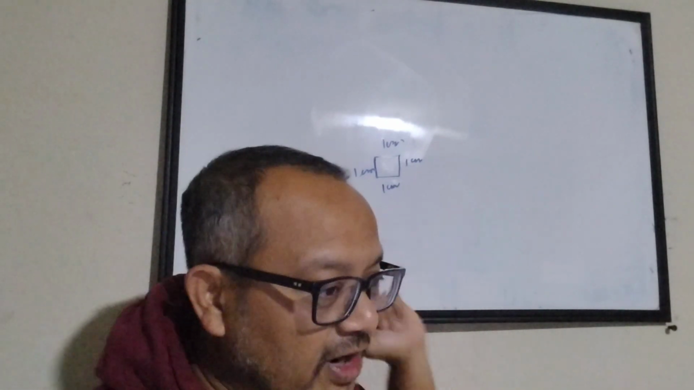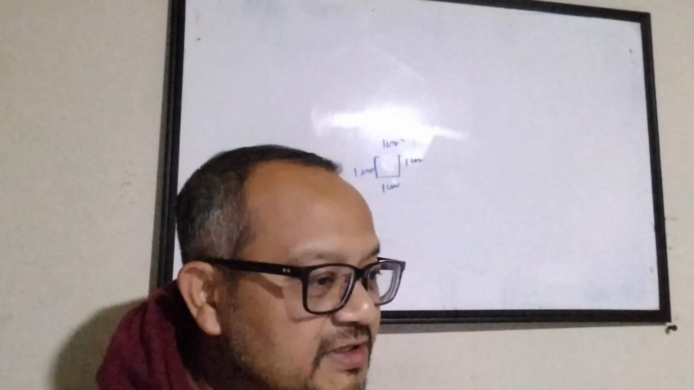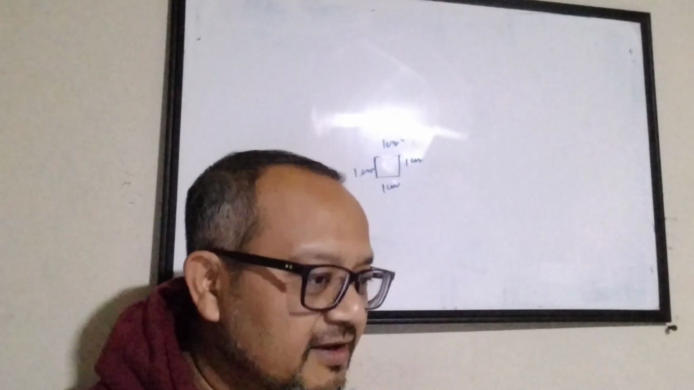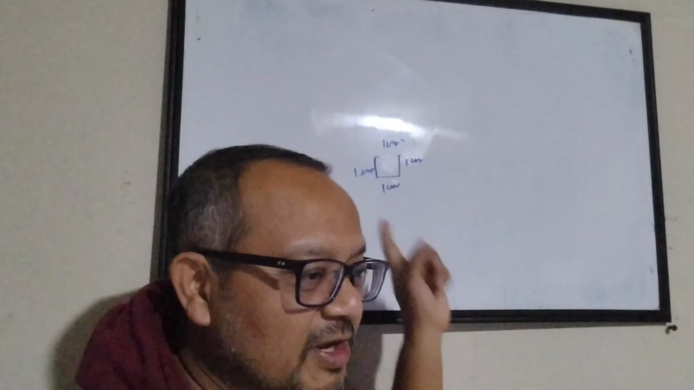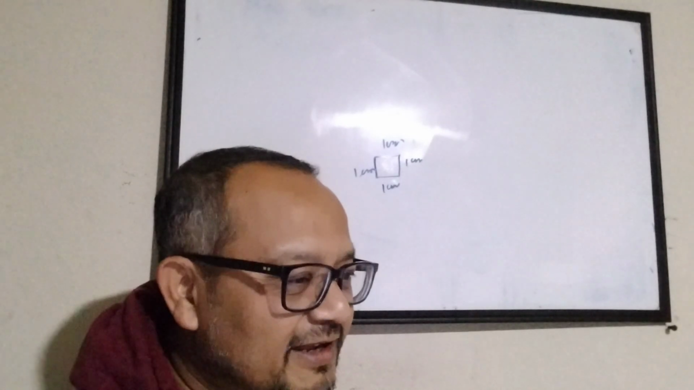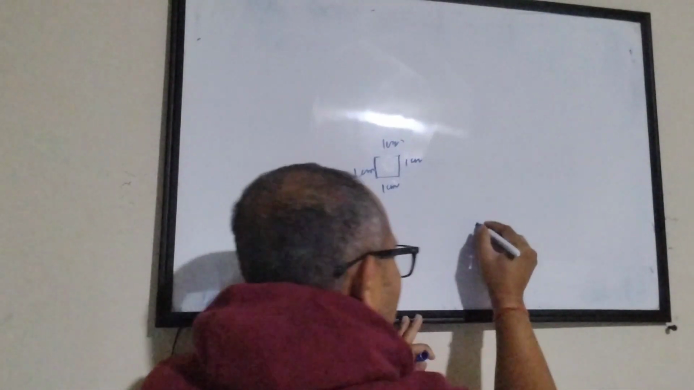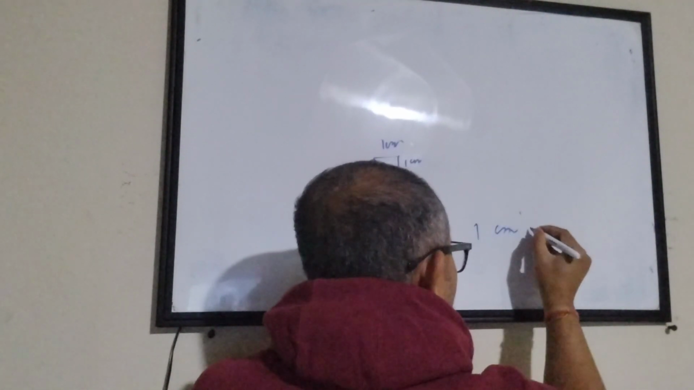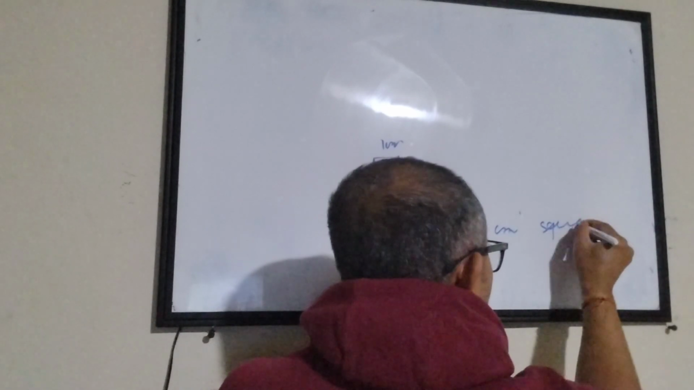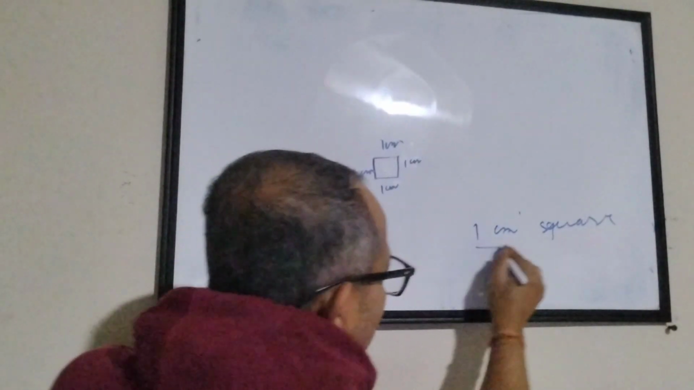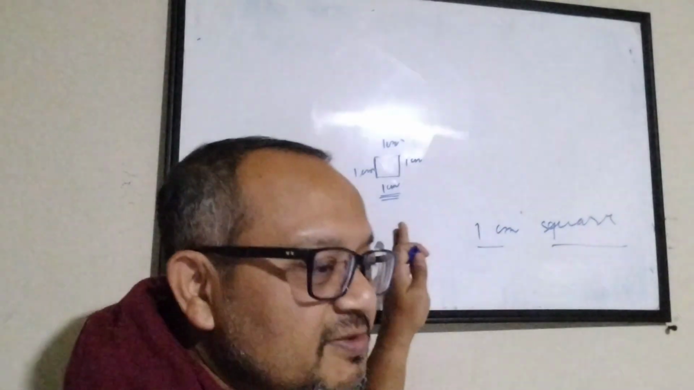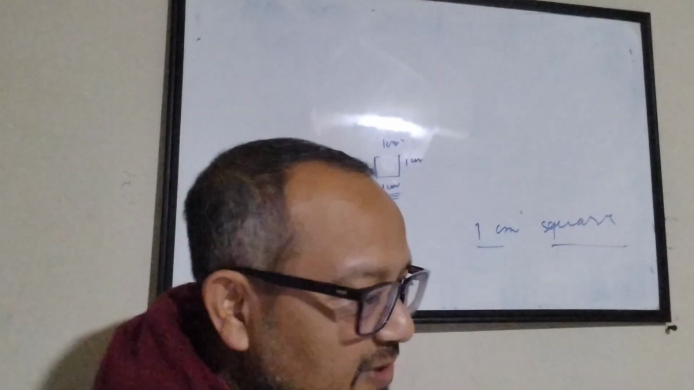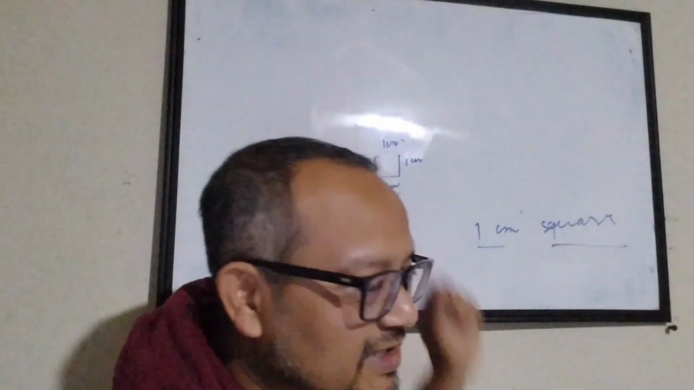So it's a square with all sides as 1 centimeter. Can I say it is 1 square centimeter or 1 centimeter square? It's a square with 1 centimeter. 1 centimeter square. Why am I saying 1 centimeter square? Because every side is 1 centimeter. So this square is made of every side being 1 centimeter. It's a 1 centimeter square.